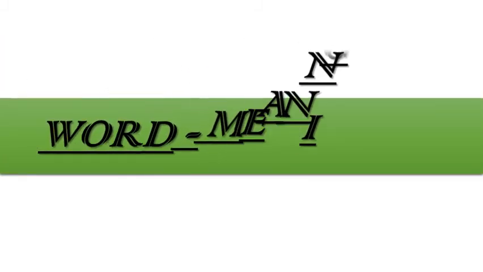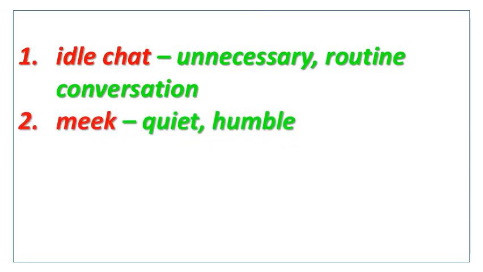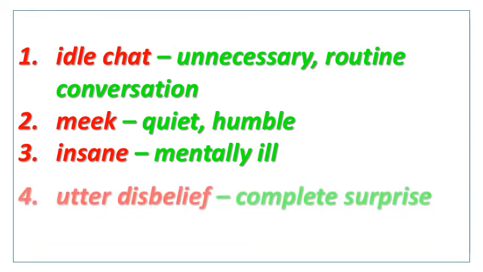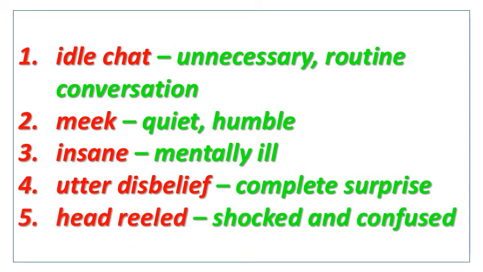Now, let's discuss the word meanings of the chapter. Number 1 is idle chat, means unnecessary, routine conversation. Number 2, meek, means quiet, humble. Number 3, insane, means mentally ill. Number 4, utter disbelief, means complete surprise. Number 5, head reeled, means shocked and confused.